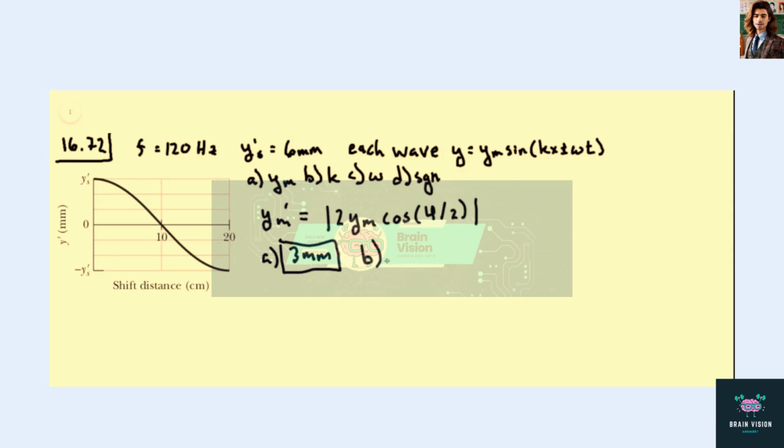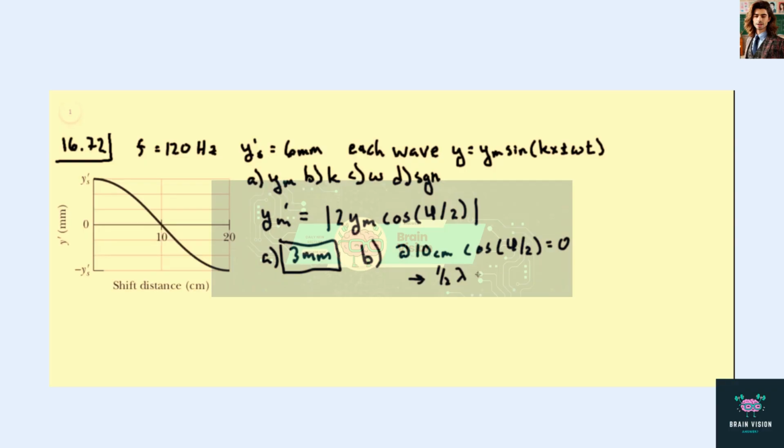Now for the wave number, when the shift distance is 10 centimeters, the amplitude of the resultant wave is 0. So at 10 centimeters, the cosine of half the phase difference has to be 0. So this implies there's a half cycle phase difference when they're 10 centimeters apart.